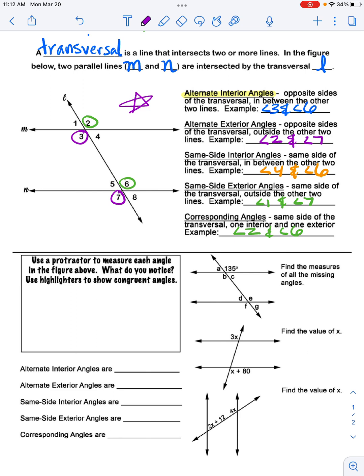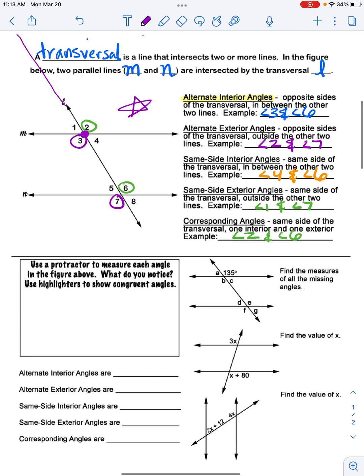So I have my protractor. I'm going to put this vertex right here in the little circle of my protractor. I'm going to line up line M with the line on my protractor, and then I probably am going to want to extend this, right? So it goes through a number on my protractor, and I can see that it is 55 degrees. So this is 55. And as I go through and I measure these with my protractor, all of these little ones are going to be 55.